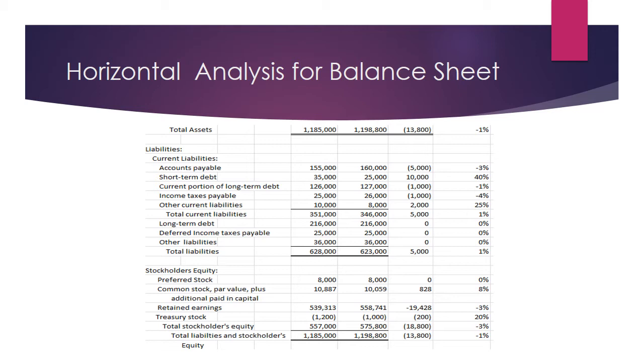Retained earnings, actually, decreased. Treasury stock increased. We bought a little bit more of our stock back. And so our total stockholders' equity decreased by 3%. Now let's look at our total liabilities and stockholders' equity. It decreased the same amount that our total assets decreased, by 1%.